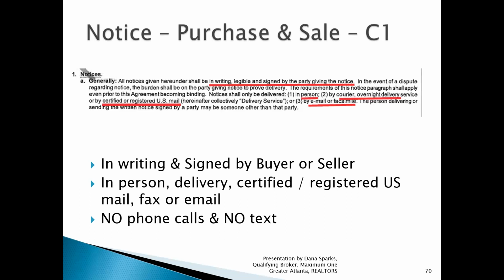So you're thinking, okay, an email's in writing. Yes, but additionally, it says it must be legible and it must be signed by the party giving notice. You as the agent, the closing attorney, the lender, and the agents are not parties to the contract. The only parties to the contract are the buyers and the sellers. So it must be signed by the buyer or the seller. That's how communication occurs with respect to the obligations, consequences, and actions with respect to the contract. It can be in person. It can be delivered by courier overnight, U.S. mail, as long as it's certified or registered, or by email or fax. Nothing in here about phone calls or text messages.